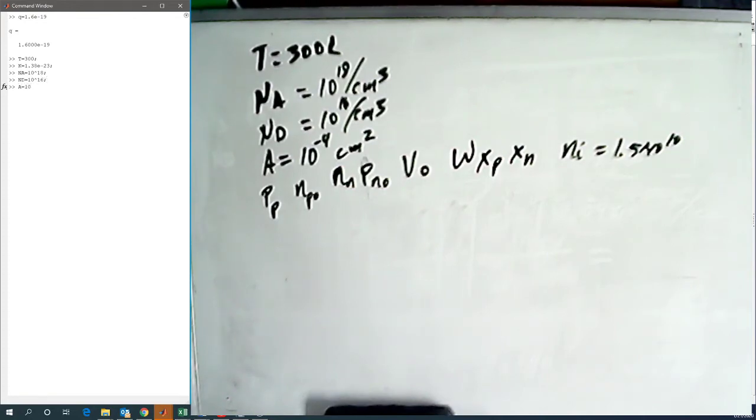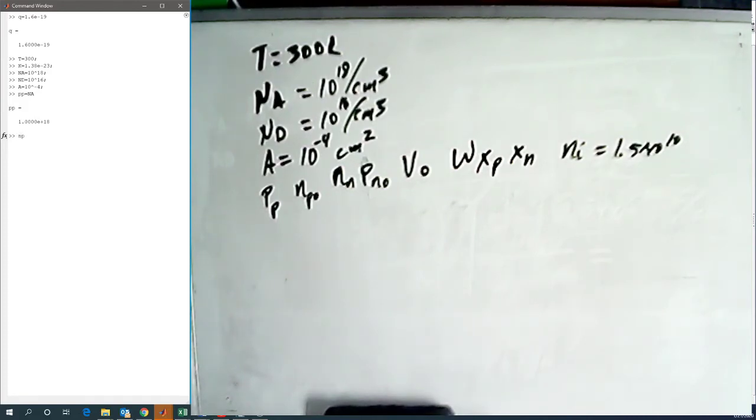A is equal to 10 to the minus 4. There's a difference, okay? Obviously, it's a factor of 10 difference. It's an order of magnitude. The first thing that they want us to do is calculate P sub P. P sub P, I'm just going to say PP for this, is equal to approximately NA. That's acceptors or holes. This is the P side. Okay, so that was really easy.